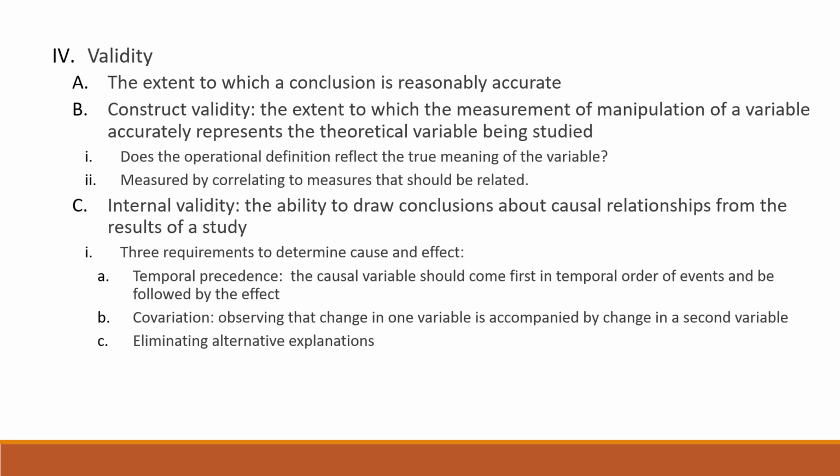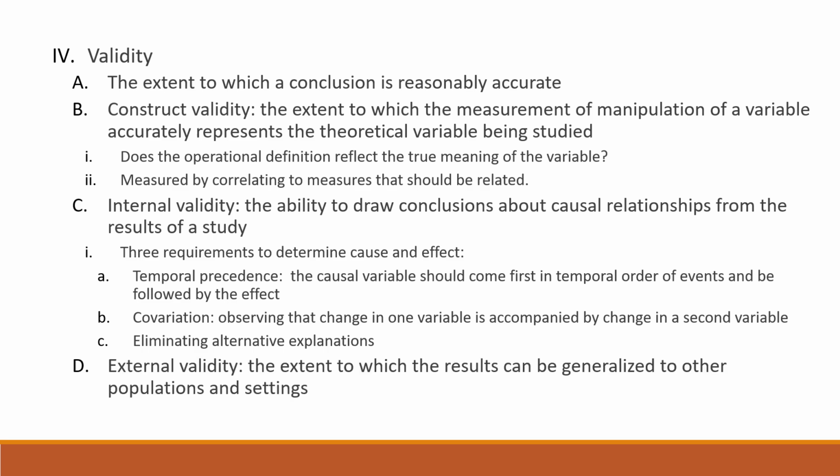Next is covariation, which is observing that change in one variable is accompanied by change in a second variable. So if stress is causing illness, and stress is reduced, that means that illness should be reduced too, and vice versa. As one changes, another changes. And then we have eliminating alternative explanations, which is getting rid of extraneous variables. This could be getting rid of or statistically controlling for lack of sleep or nutrition, exposure to viruses, or anything of that nature.